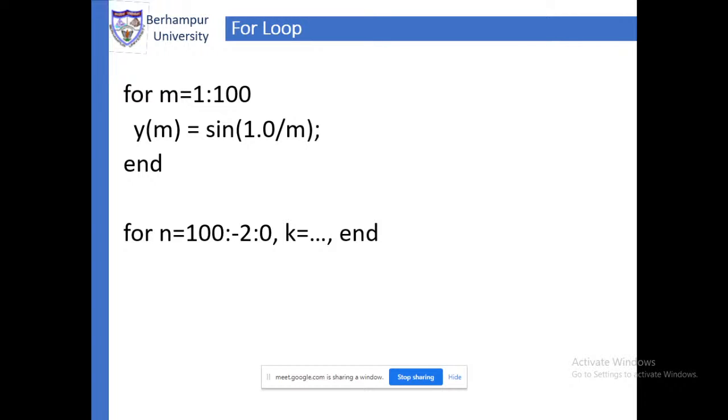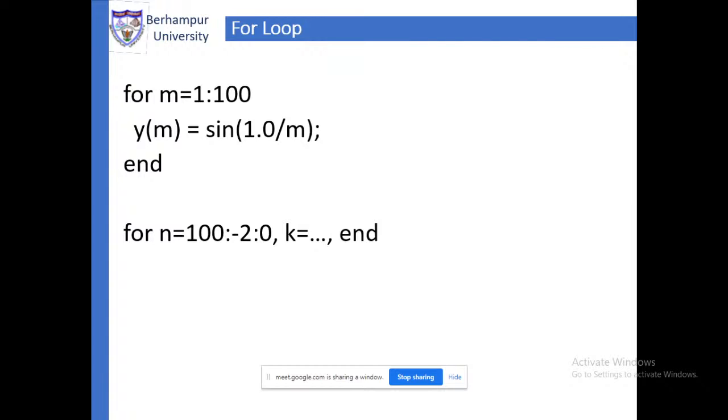K is equal to something to n. So that you can also write. This is another way of writing the program, or another way of writing the for loop. Now you can see in the previous one and this one there are two differences. One is there are three lines.